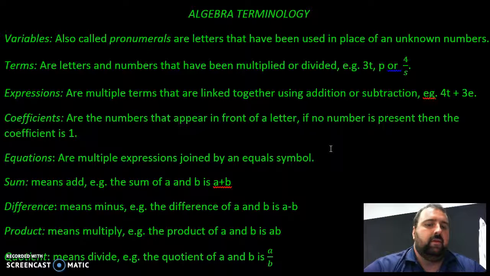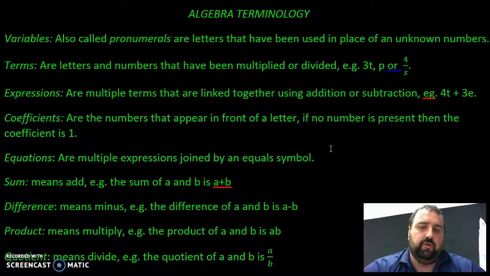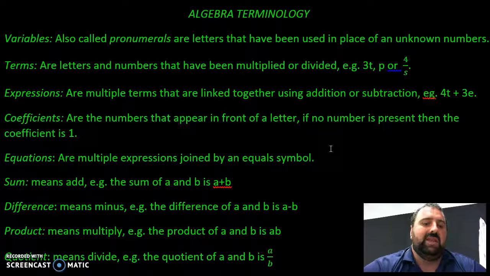And then we're going to mention the 4 words that we're going to use. So sum means add together, so the sum of a and b means a plus b. Difference means minus, so the difference of a and b is a minus b.